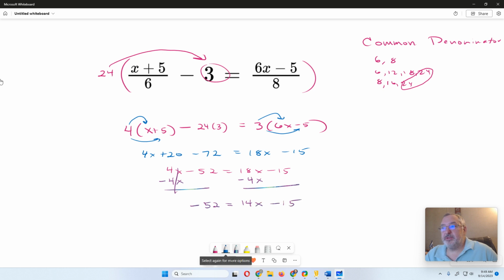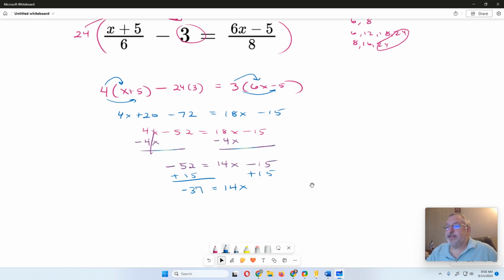And now it's just a 2-step equation all the way back to pre-algebra. So plus 15. And so that gives me negative 37 equals 14x. And then one last step to solve this, we're going to divide both sides by 14. Since 37 is a prime number, this will be my final answer, negative 37 over 14.